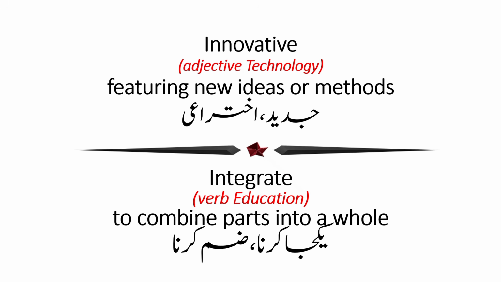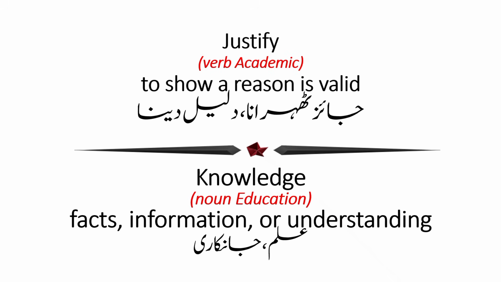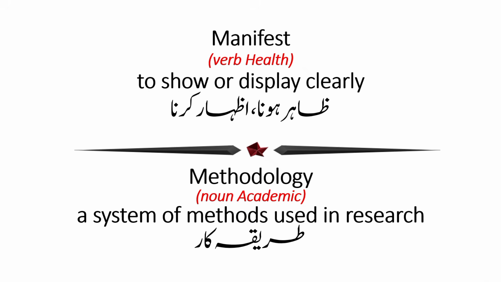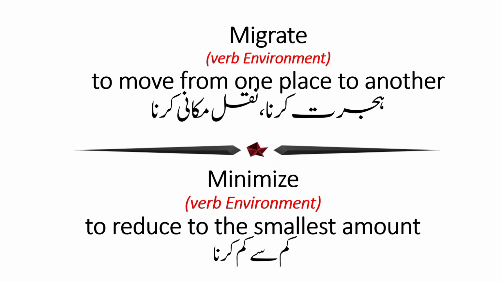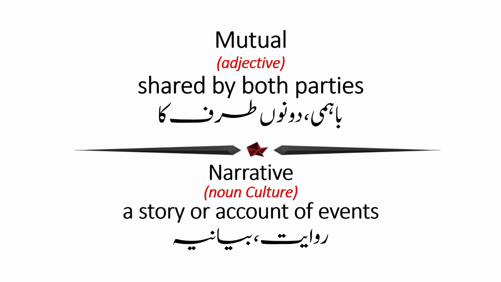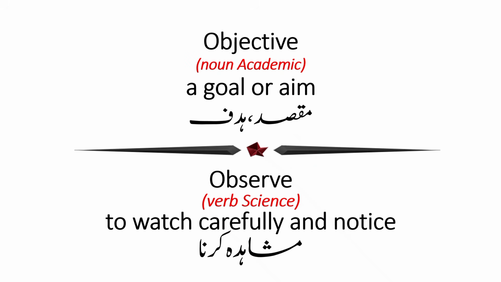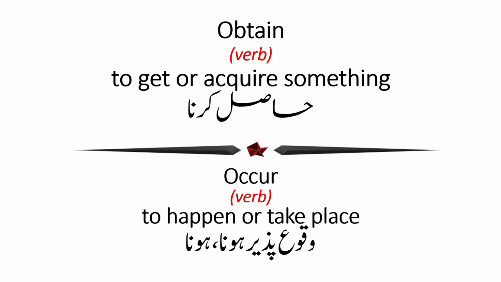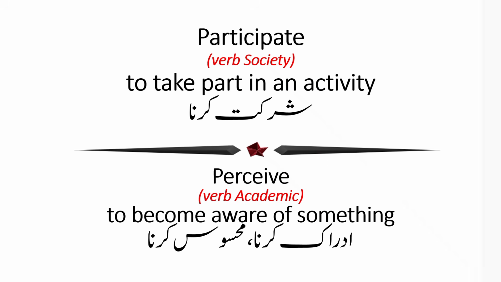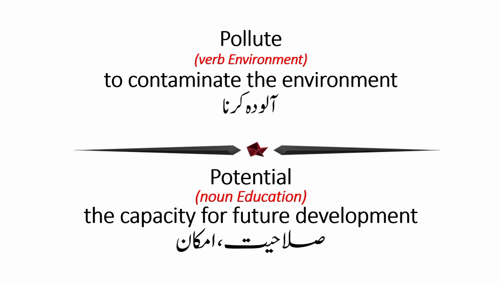Exploit, verb, society, to use unfairly for your own benefit. Extensive, adjective, academic, covering a large area or many things. Factor, noun, academic, something that influences a result. Fluctuate, verb, economy, to rise and fall repeatedly. Focus, verb, to concentrate on something. Fundamental, adjective, education, basic and most important. Generate, verb, technology, to produce or create something.